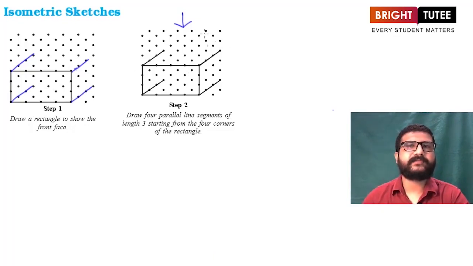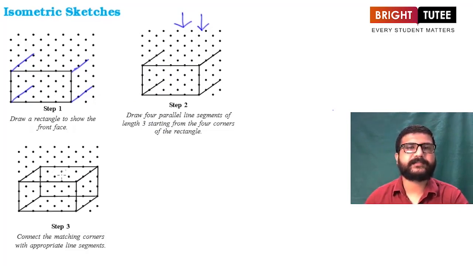Now by doing that we will get this second step. So this is our second step. We have to draw 4 parallel line segments of length 3, as we are going to have a cuboid of breadth 3 starting from 4 corners of the rectangle. So that's what we have done here. Now let's move to the next step.